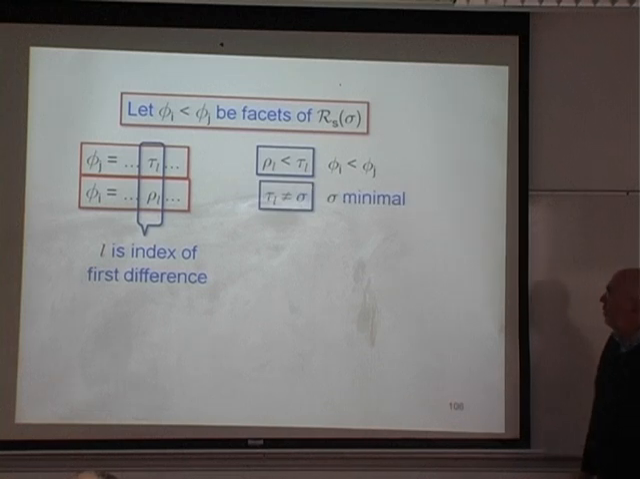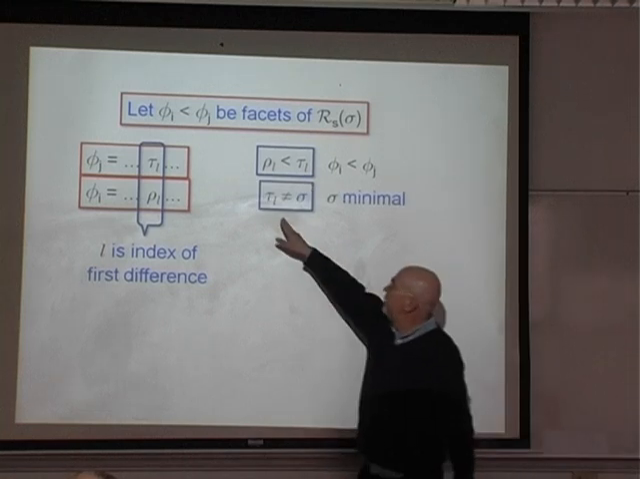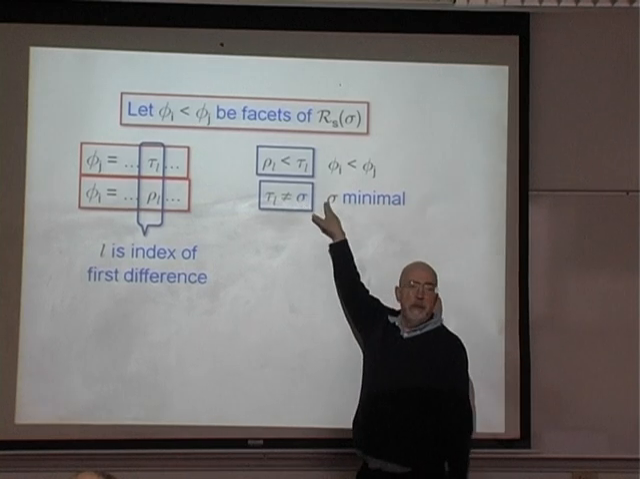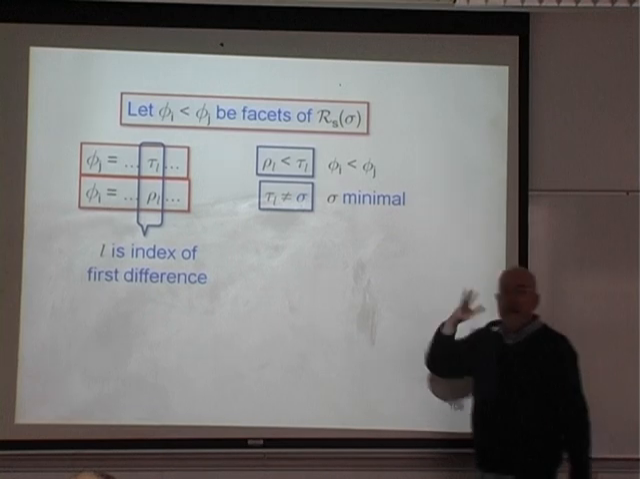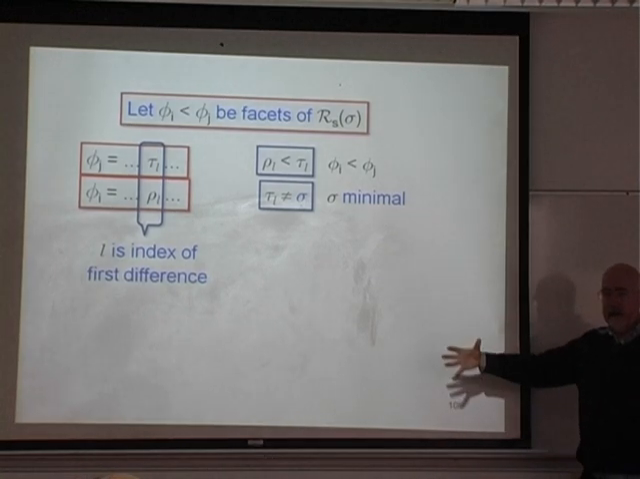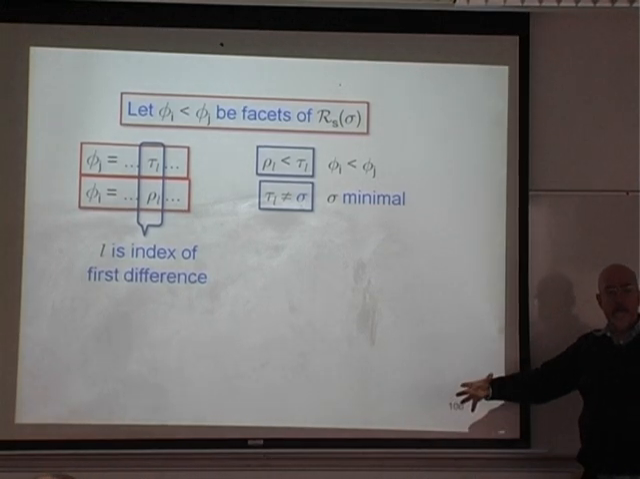And so what do we know? Well, we know that tau sub L is not equal to sigma, because sigma is minimal. So the ordering is set up so that the whole thing, sigma, is the minimum set, and then each of its faces are greater than it.